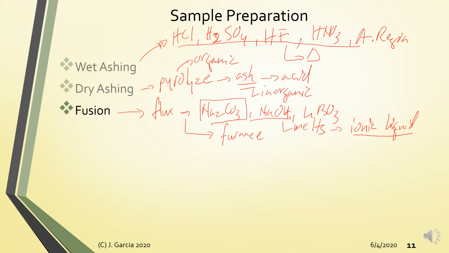So, after the heat treatment, what you usually get is a crystal, a crystal that is usually soluble in just water. So here you don't need to use concentrated mineral acids anymore. Just water, you can dissolve the crystal, or a little bit of acid, but not as consumptive as wet ashing or dry ashing.